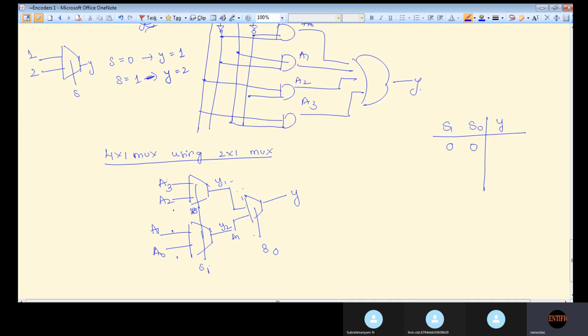When S1 is equal to 0, what is Y1? Here you tell me, what comes? Let us take this as input 1 and this as input 2. Yes, good. A3 comes here. Y2 is equal to A1. Then S0 is also equal to 0, then Y is equal to what?